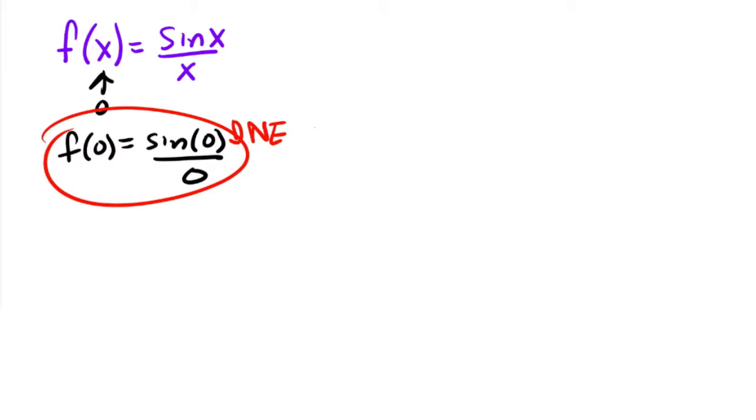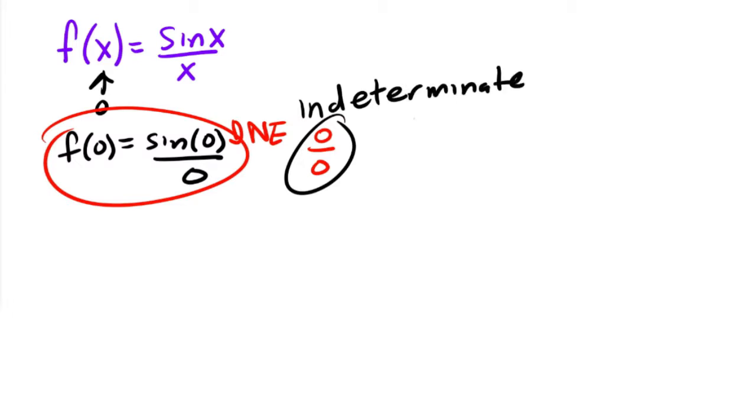Notice that if you plug in 0, you get 0 over 0. Now later on we're going to learn that this is a type of what we call an indeterminate form. And we'll talk later about why that's important, but for now let's take a look at the picture.